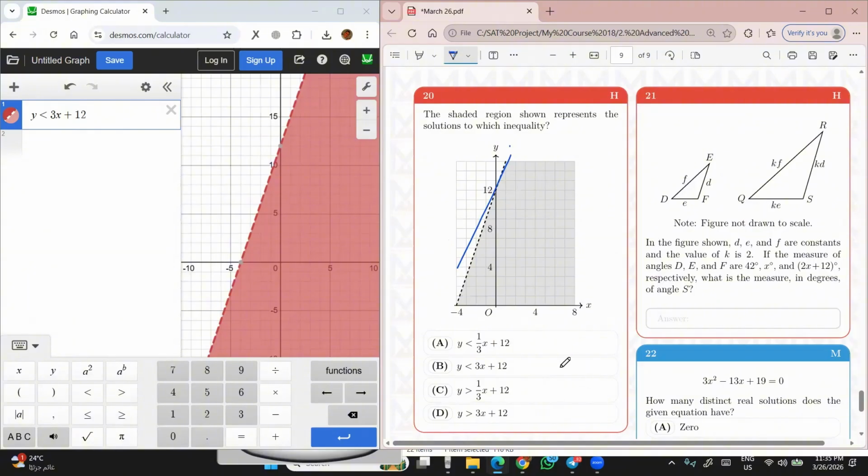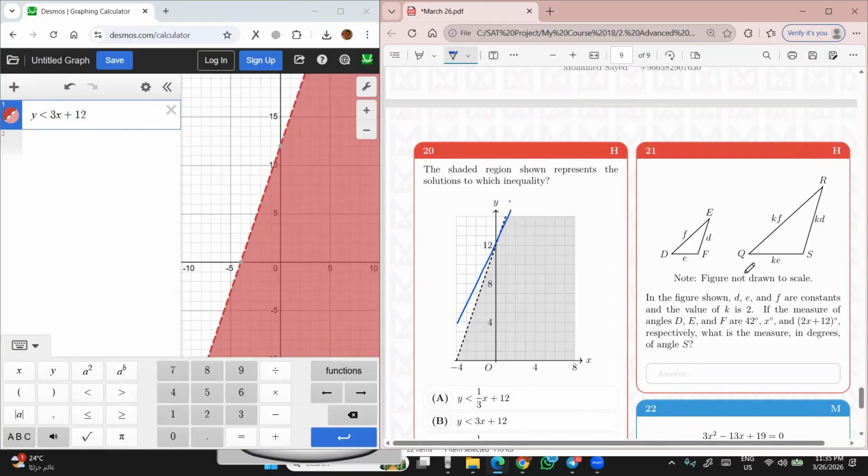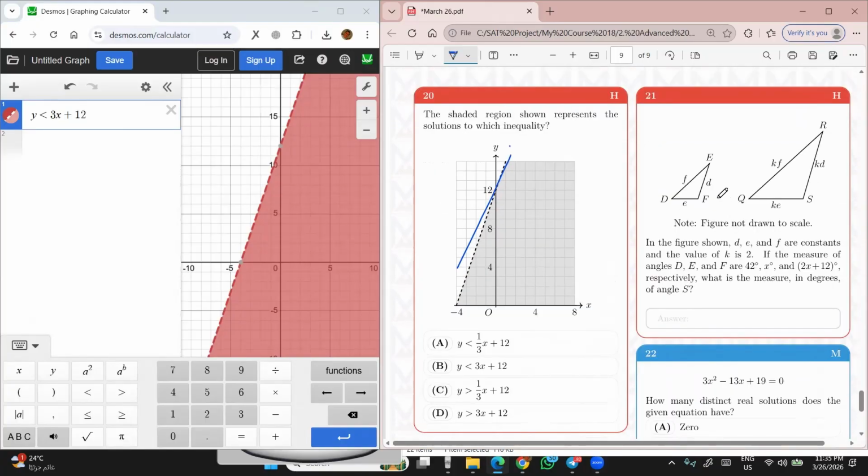Okay, this is number 20. And then we go to question 21. Here we have two triangles. Of course, they are similar. In the figure shown, D, E, and F are the corresponding angles, and the value of K is 2. So we multiply: this is F, this is KF, which means 2F. It's double F. So if this is 10 centimeters, this will be 20, and so on.